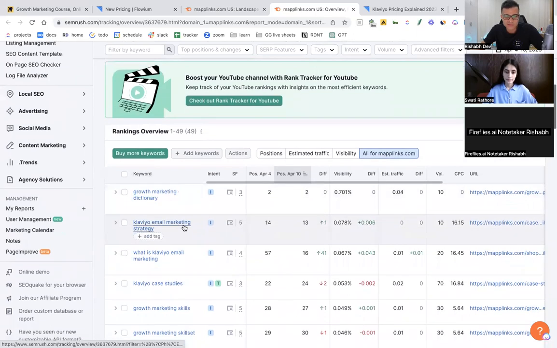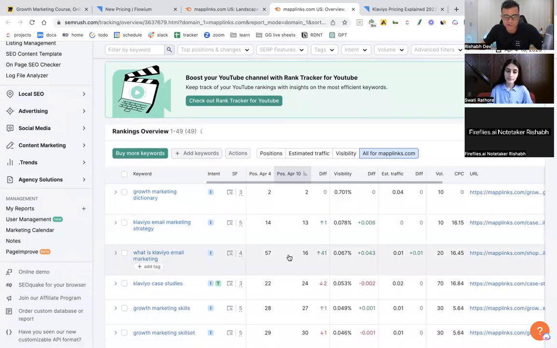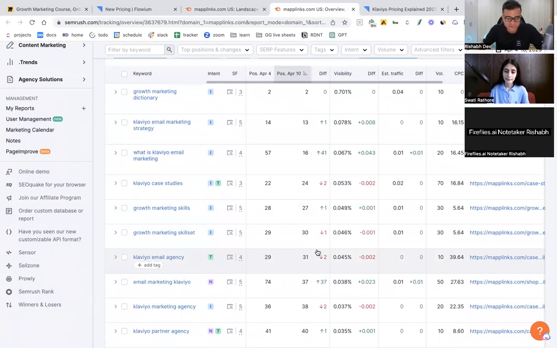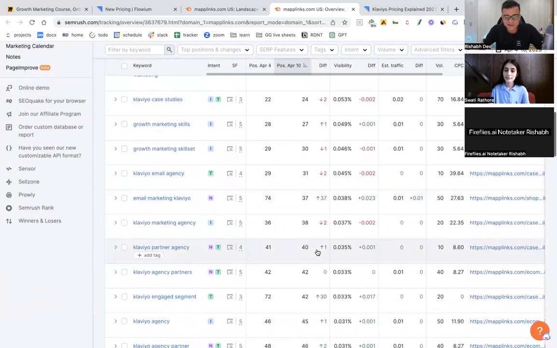But when it comes to Klaviyo email marketing strategy, this is hardly a month old. We're ranking on the second page. What is Klaviyo email marketing? You can see that we've jumped from the 57th result to the 16th result, which puts us on the second page. So we've jumped 41 positions. Obviously, these things keep changing, but 41 is quite a big jump. Yeah. So these are small results, but they have been achieved in a week or 2 weeks.